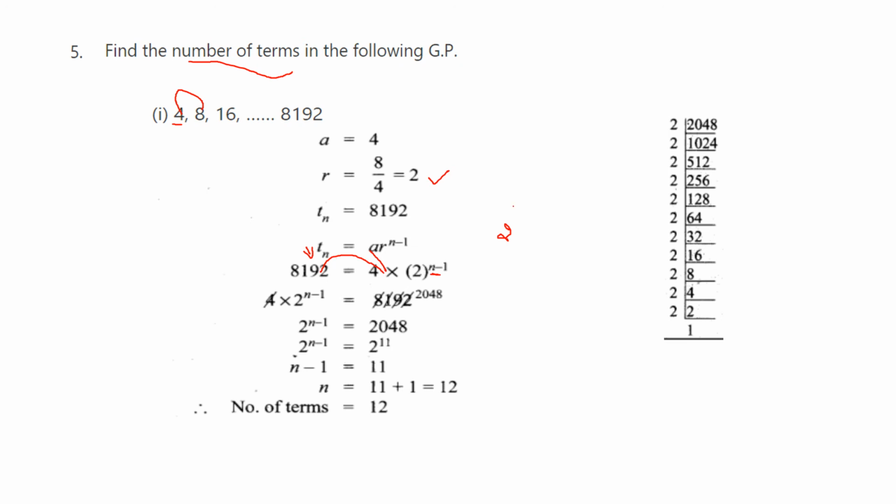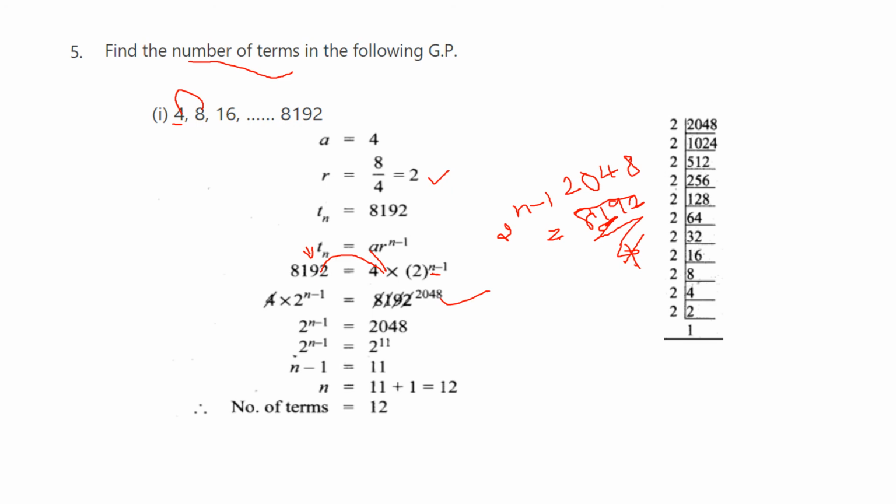So 2 to the power n minus 1 equals 8192 by 4. This you can also do. Cancel it: 2 fours are 8. Here keep in mind that 1 is small compared to 4, so you put 0. After that, 4 fours are 16, 8 fours are 32. So we get 2048. So 2 to the power n minus 1 equals 2048.